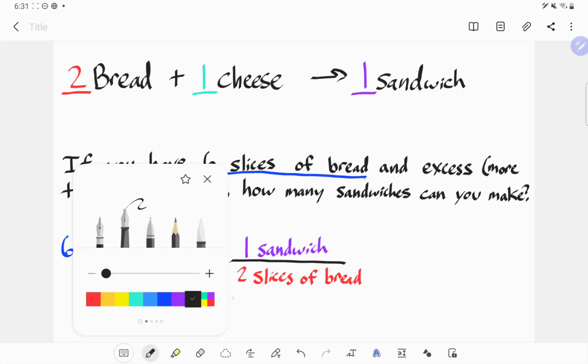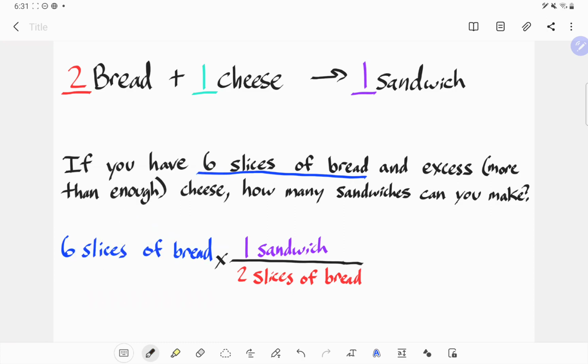So for every one sandwich, we need 2 slices of bread. Or for every 2 slices of bread, we can make 1 sandwich. However you want to think about it. But we're going to write this ratio with slices of bread on the bottom so that we can cancel out the units of slices of bread. So slices of bread cancels out. And then we're left with the units of sandwiches, the number of sandwiches that we make.